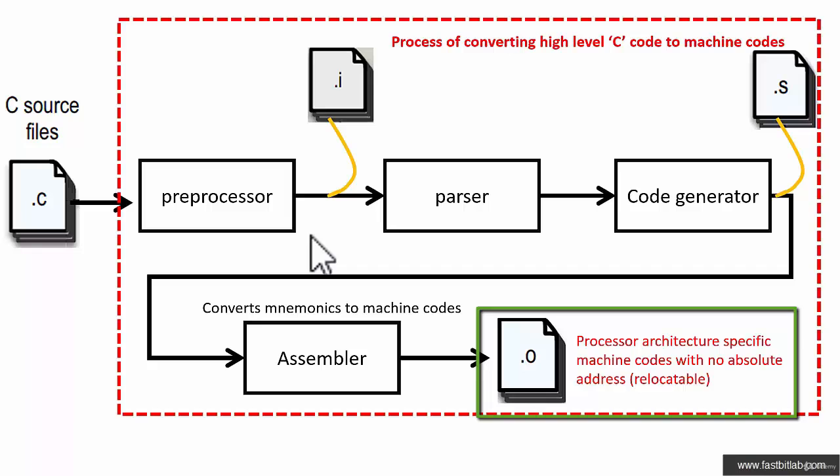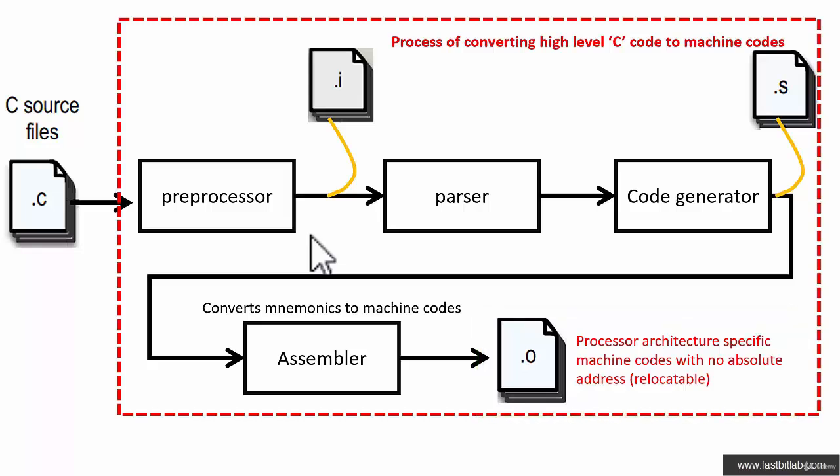.o contains processor architecture specific machine codes with no absolute addresses. That's the reason why it is called relocatable. The machine codes which are stored in the .o file don't carry absolute addresses of the program memory. They carry an address which can be relocated. We'll explore that later when we do this compilation practically. This is the process of converting high-level C code to machine codes.